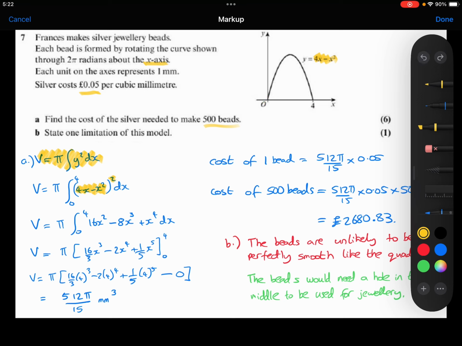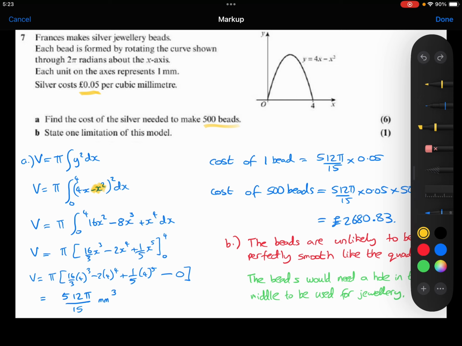Right, expanding those brackets, we're going to have the 4x squared is 16x squared. We've then got the 4x times minus x squared, which is minus 4x cubed. Double that to get minus 8x cubed. And then we've got the minus x squared, which is a positive x to the power 4.